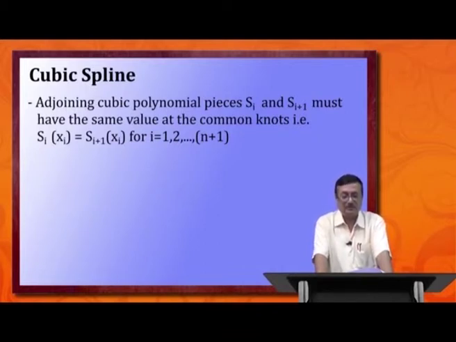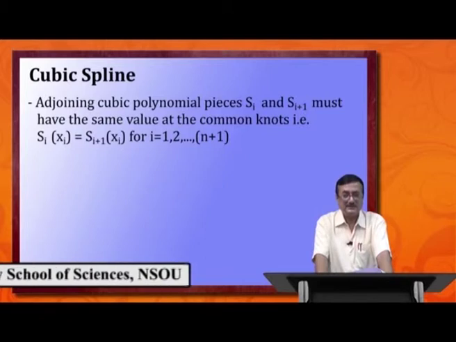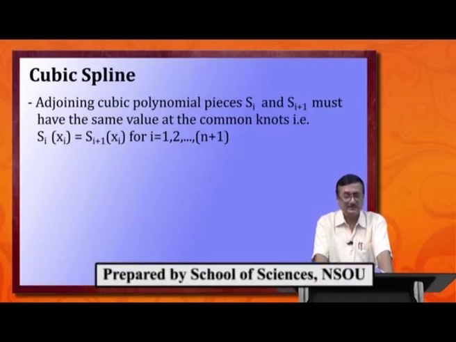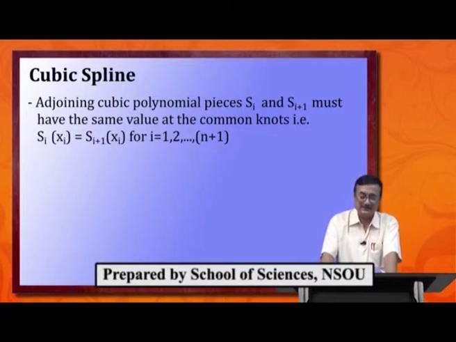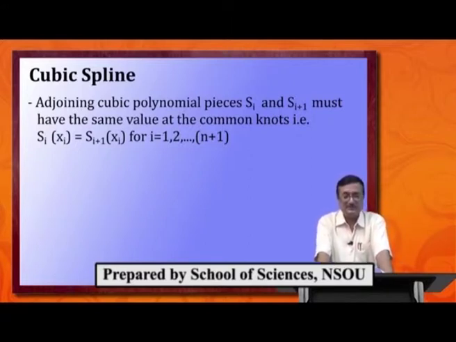The second condition is adjoining cubic polynomial pieces Si and Si+1 must have the same value at the common knots. Knots means the nodal points, that is xi, that is Si at x = xi should be equal to Si+1 at x = xi for i = 1, 2 up to n-1, that is the internal nodal points. We have thus another n-1 conditions.